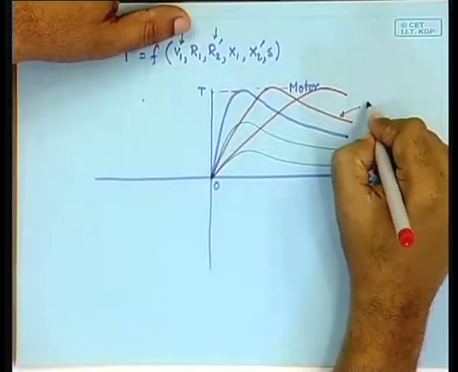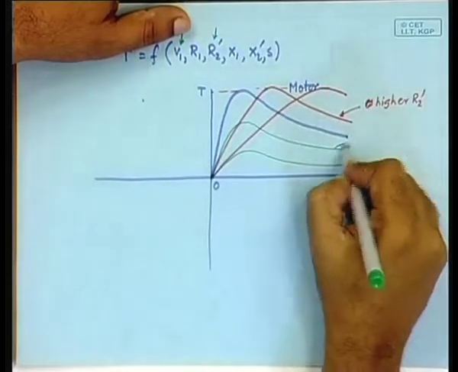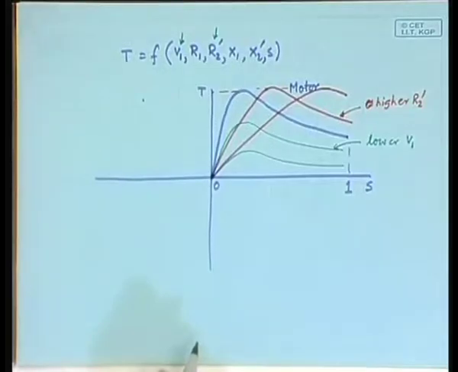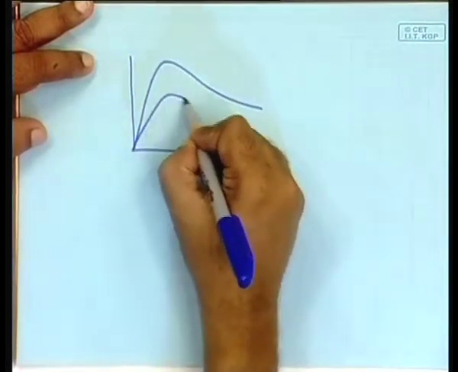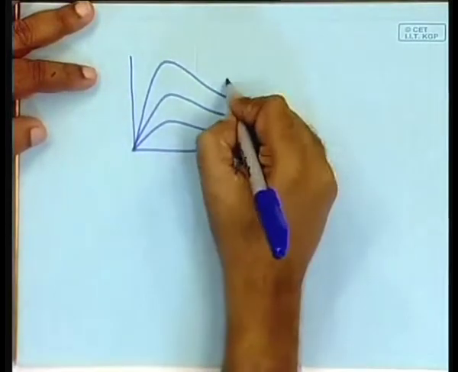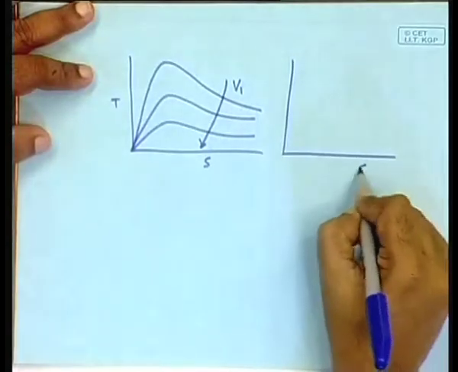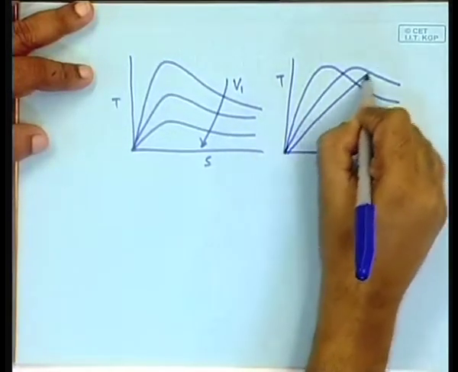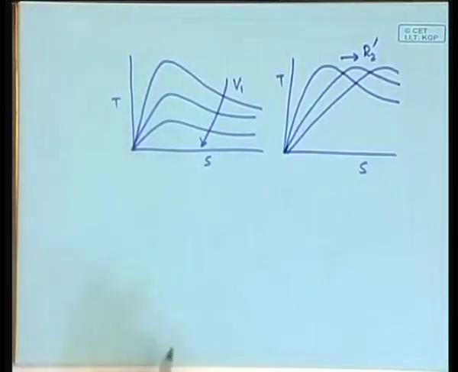So, this is higher R2 prime and this is lower. Just to drive the point home, if you vary the input voltage, it will go from here to here to here. So, V1 is being pushed down, slip versus torque, and if you vary the rotor resistance, then it goes like this. Clear?